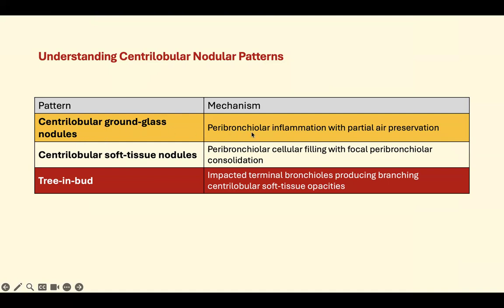So here we have centrilobular nodules of ground glass nodules. The mechanism is peribronchiolar inflammation with partial air preservation. That's why it's gray in color. Gray in color, ground glass nodule. Soft tissue nodules, centrilobular in location, occur because of peribronchial cellular filling. There is focal peribronchial consolidation, completely replacing the air. That's why they appear like consolidation, soft tissue density.